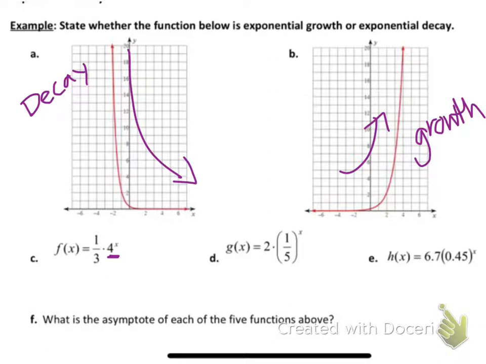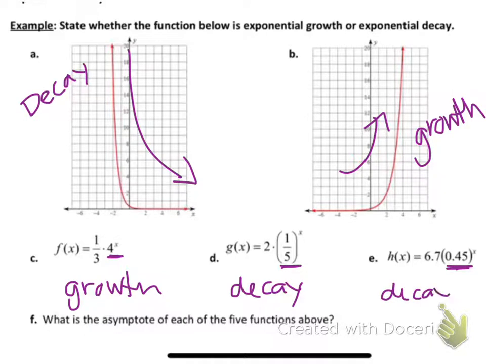C, D, and E, when you are looking at the equations and not the graph, you look at your base. So 4 is my base, and because it's larger than 1, this would be growth. D will be decay because my base is less than 1. And E would also be decay because my base is less than 1. All 5 of them will have an asymptote at y equals 0 because there is nothing written out on the right-hand side. Like there's nothing written there.